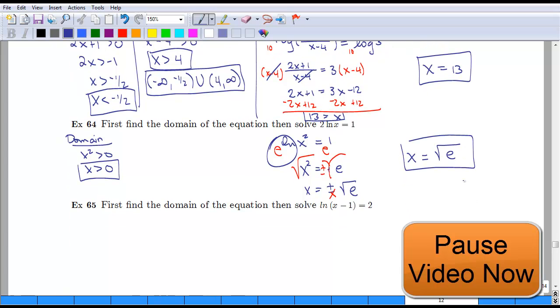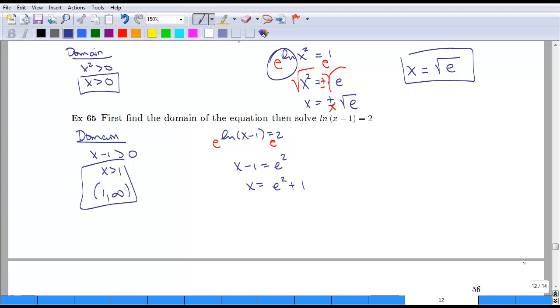So I want you to try example 65 now. So in this case, you should have gotten that your domain was x is greater than 1, or from 1 to infinity. And if you go through and solve this one, you end up with x should equal e squared plus 1. Again, you can find the decimal approximation for this, but you really don't have to. And in this case, you know that this is greater than 1 because you've got 1 plus some positive number. e is 2.7, and you're squaring it, so it's going to be larger than that. And if you're adding 1 to it, then it is definitely going to be greater than 1.